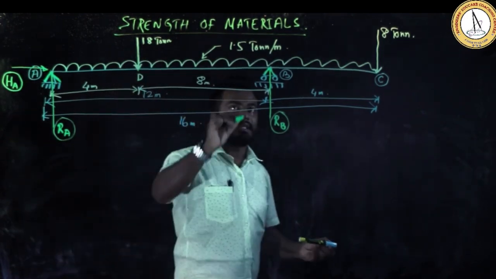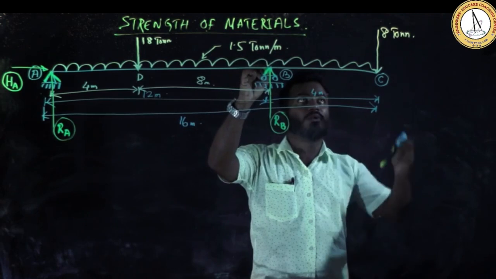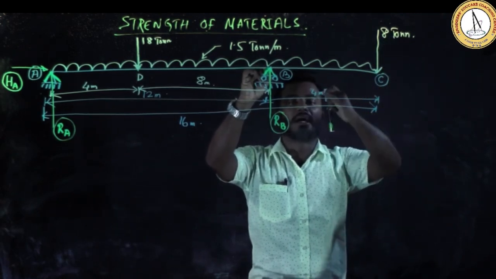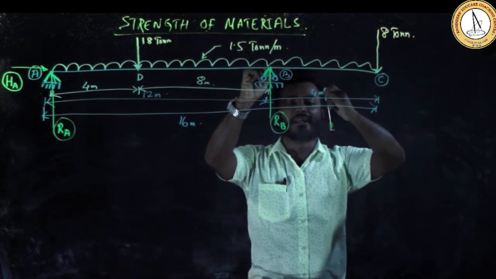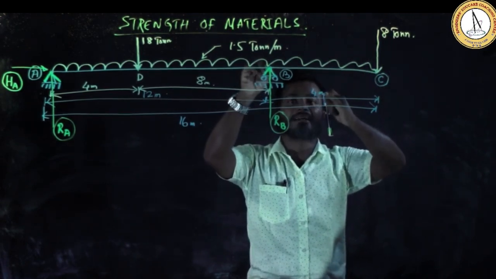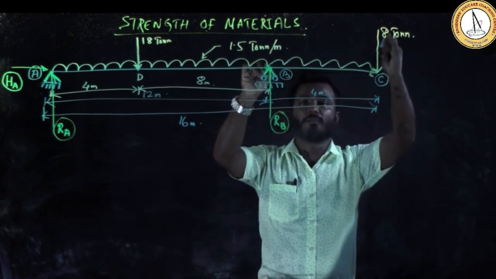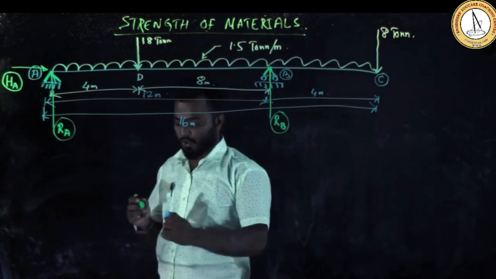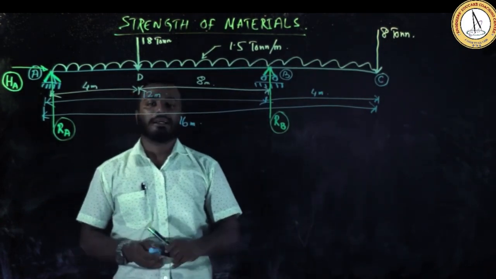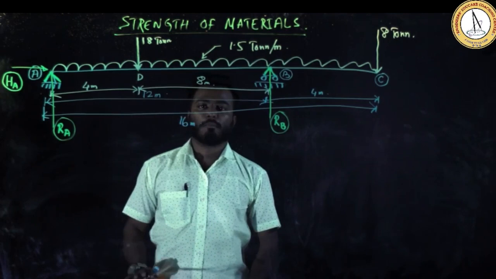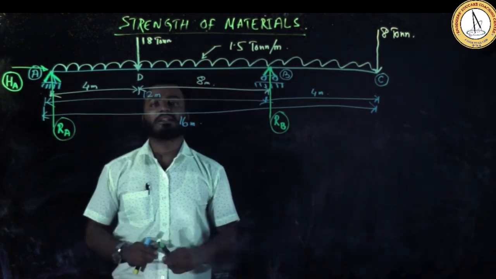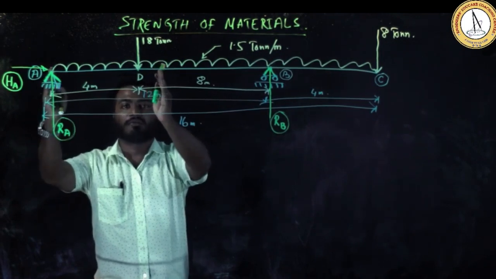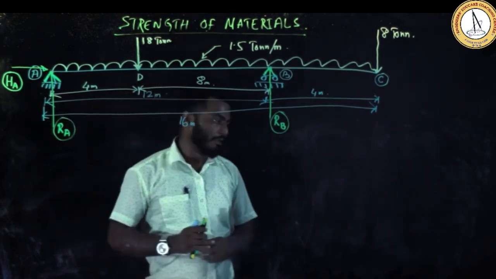Similarly, say I am interested to find the bending moment at B due to 8 ton, then it will be 8 into 4 ton meter amount of moment created at B due to the presence of the point load at C, which is of magnitude 8 ton. So bending moment at a point is equal to force times the perpendicular distance between the point where the force is acting and the point where you are interested to find the bending moment.